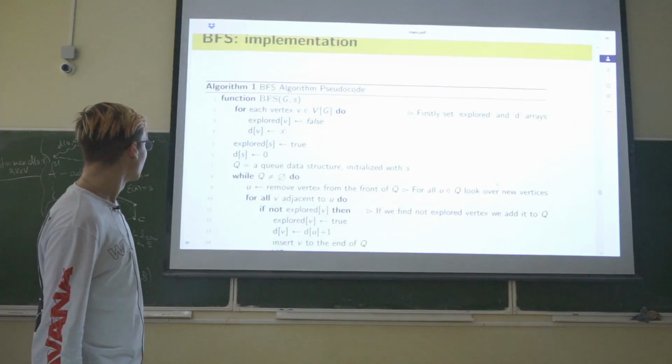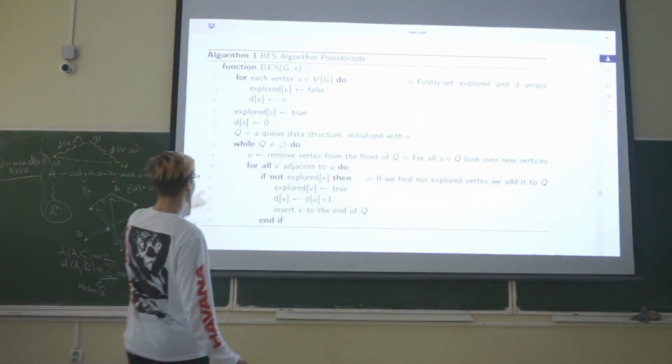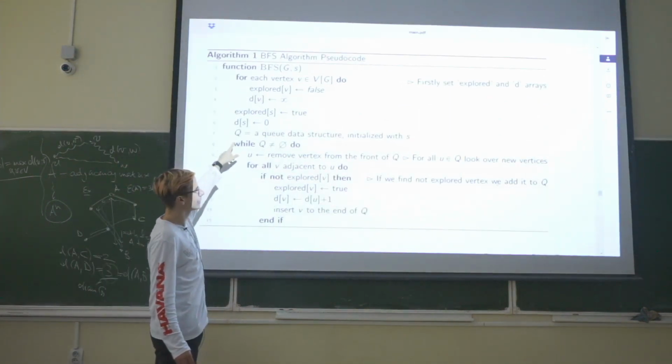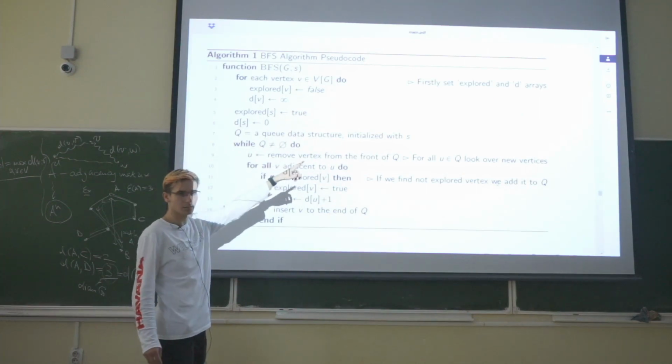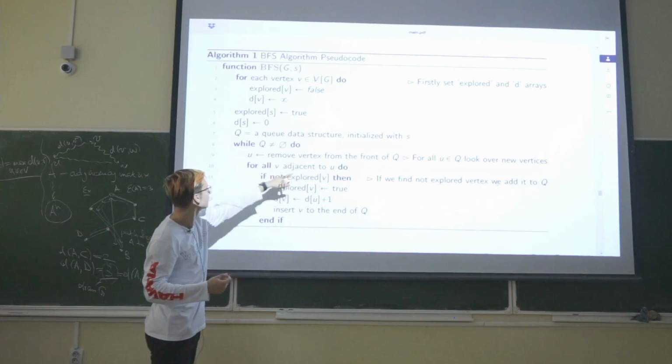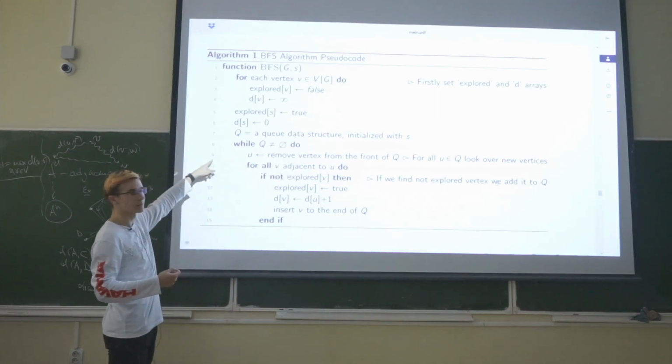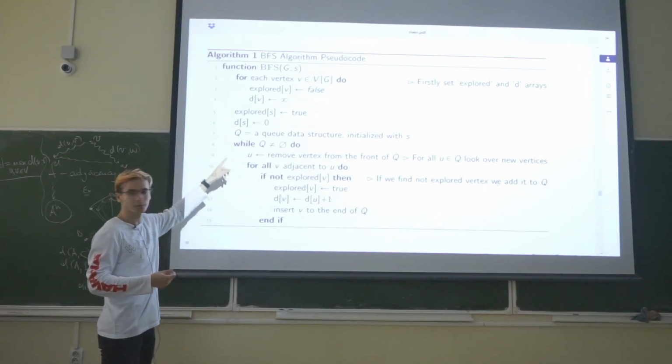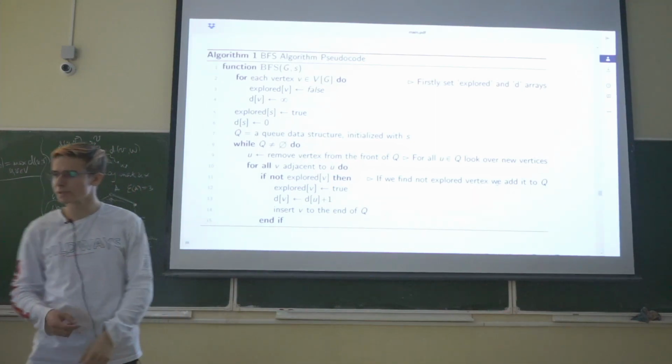So initially Q contains only S. Yeah? Then we pop S, as it says in row 9. What does infinity mean in line 4?